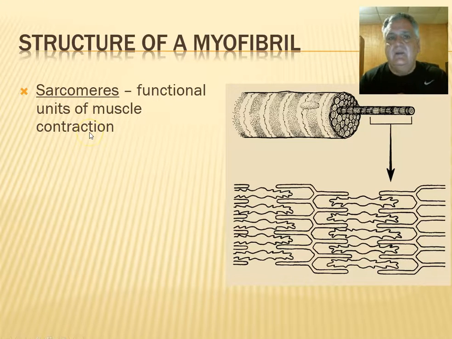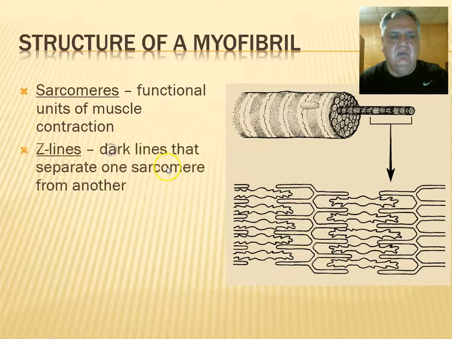What we mean by that is that when a muscle contracts, the changes that allow that muscle to undergo contraction are going to occur in the functional unit. In other words, they're going to occur in the sarcomere. So it's changes in the sarcomere that allow for muscle contraction to take place. They're the functional units of muscle contraction.